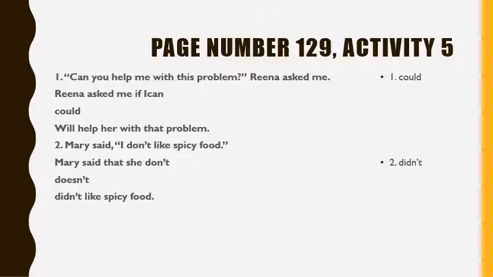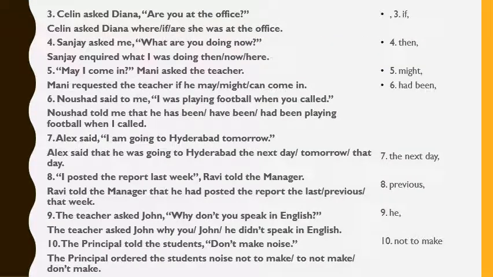Mary said, I don't like spicy food. Don't changes into didn't. Make the present into past tense. Mary said is past tense, so don't changes into didn't. Mary said that she didn't like spicy food. Celine asked Diana, are you at the office? That's a yes or no question. Celine asked Diana where, if, or she was at the office. The answer is if. When it is a yes or no question, we use if or whether. Celine asked Diana if she was at the office.